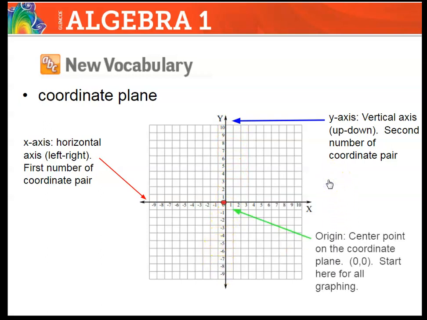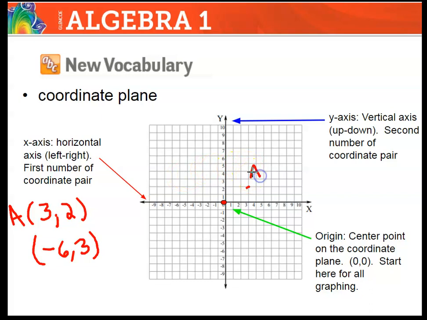And when we're graphing, you're going to start here at the origin. It's the center point on the coordinate plane. You're going to start here to graph everything. So for instance, if I wanted to go ahead and graph the coordinate pair, let's say I wanted to do (3, 2). Okay, (3, 2). Well, I'm going to start here. I'm going to go over 1, 2, 3, and then up 2, and I'm going to be right there. Oh, by the way, let's call that point A. I'm going to label that right here, point A.